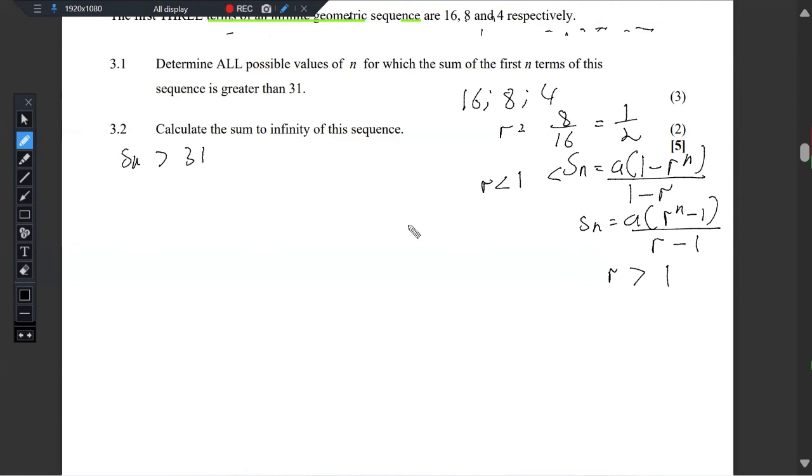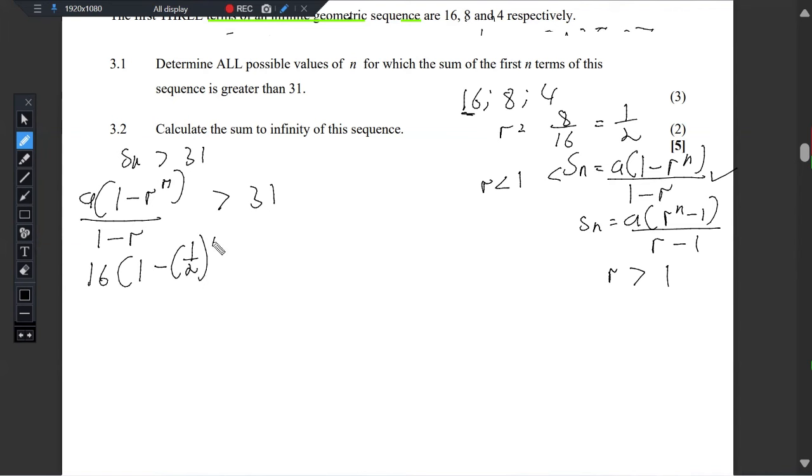Then the one I'm going to go with, based on my value of r, is this one here, because half is less than 1. So a(1 minus r to the exponent of n) over 1 minus r, greater than 31. Now, what is my value for a? It's 16. And then 1 minus my r is 1/2. So I'm looking for the value of n, so I'm going to put it that way.